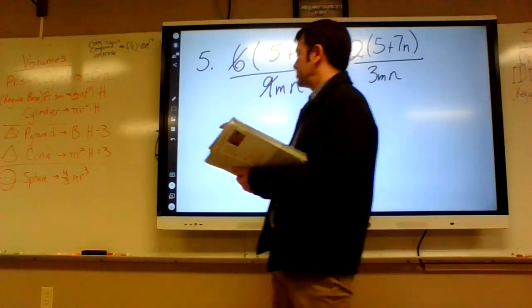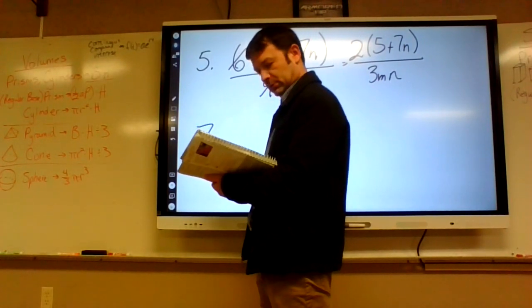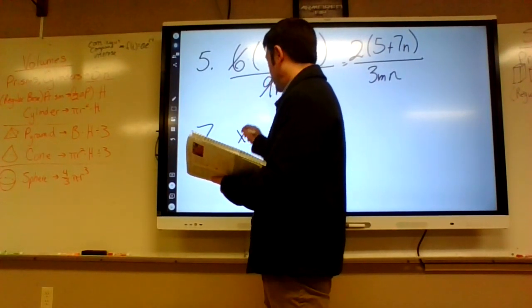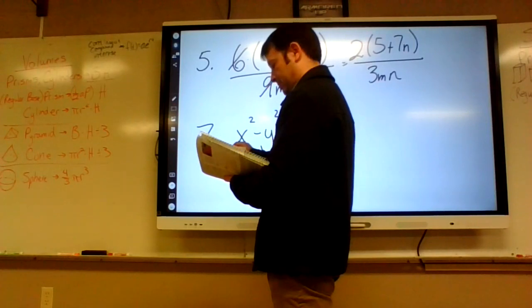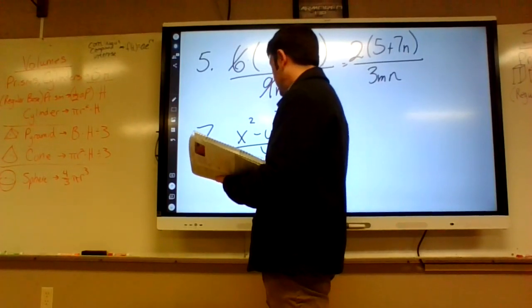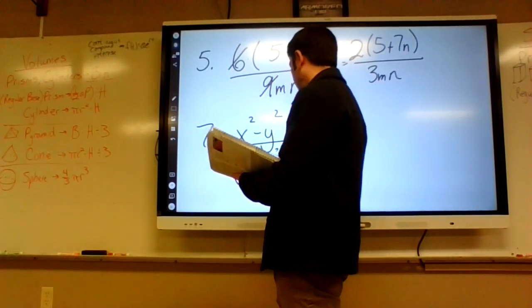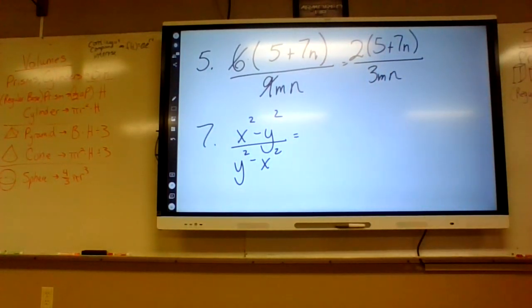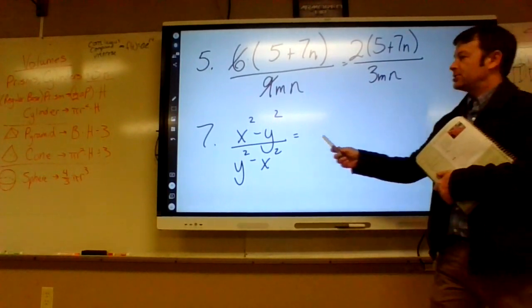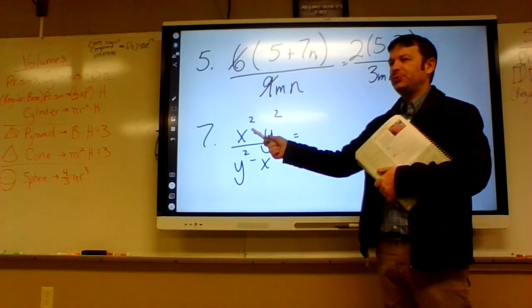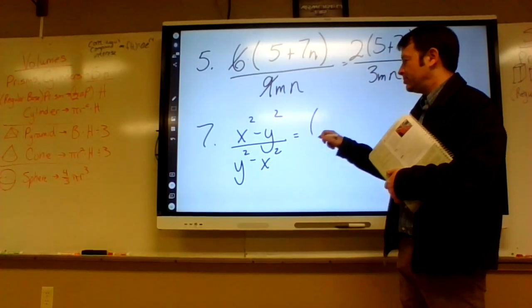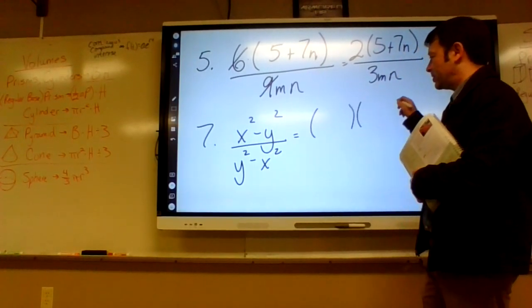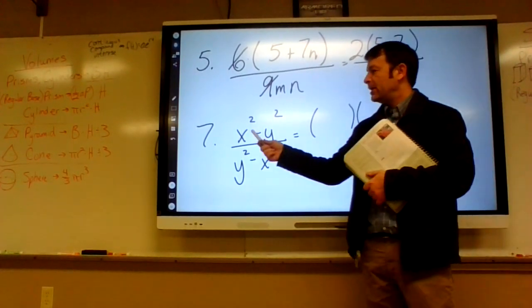Okay, number 7. X squared minus y squared over y squared minus x squared. Okay, what kind of thing is the numerator? X squared minus y squared is a square minus square. Do you guys remember how these worked? They were pretty easy. We haven't done them enough, so you probably forgot how it goes though.